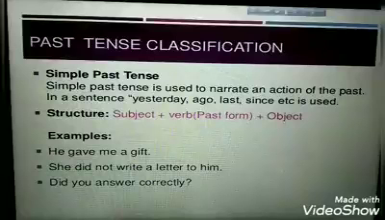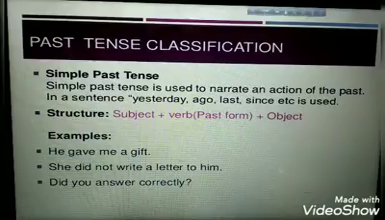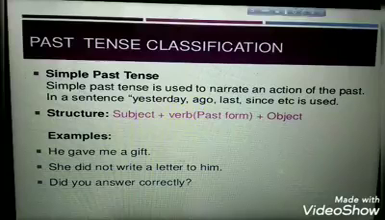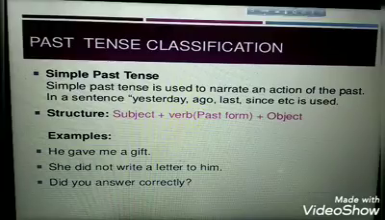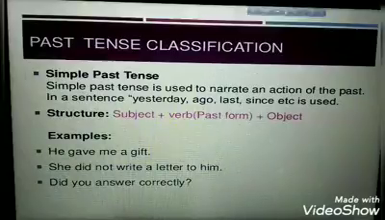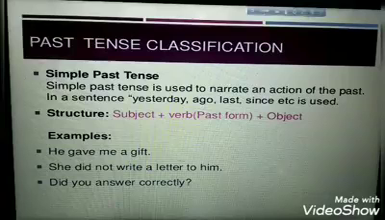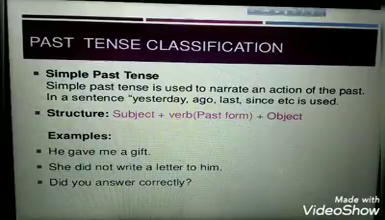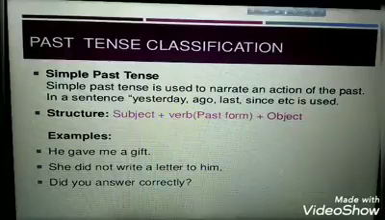Simple past tense is used to narrate an action of the past. In a sentence, yesterday, ago, last, since, etc. is used. And the structure of simple past tense is very easy actually. Subject plus verb, past form plus object. That means when the action has taken place in the past, the verb is in past form. Okay, in past tense actually the action takes place in past time. You will have to remember this thing.